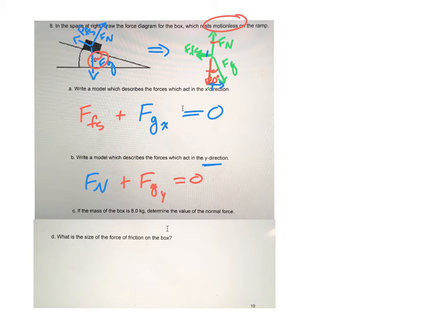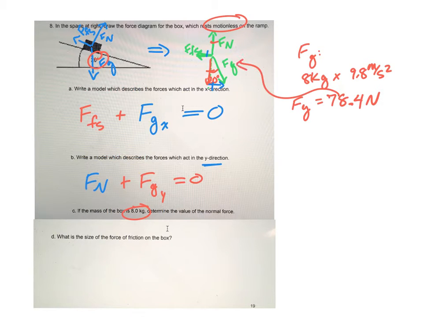So, question C gives us some numbers. If the mass of the box is 8 kilograms, force of gravity is 8 kilograms times the acceleration of gravity. So 8 times 9.8 is 78.4 newtons. So that means that 78.4 is that number.